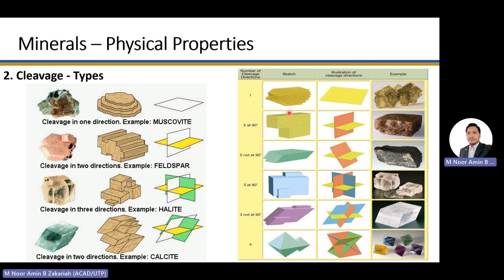So cleavage is more about the number of directions in which we can break them. So we can break at this and also at this. So that's why two cleavages at 90 degrees. We can break them at this line. We also can break them at this line. Two, but not 90 degrees. For example, halite that we discussed earlier. Okay, not 90 degrees. Halite, we have three at 90 degrees, more to cubic. This one is calcite, and this one is halite. We can break them to form another small cube. Three, not 90 degrees. Okay, for example, this kind of mineral, and we also have four, the tetrahedral kind of shape.